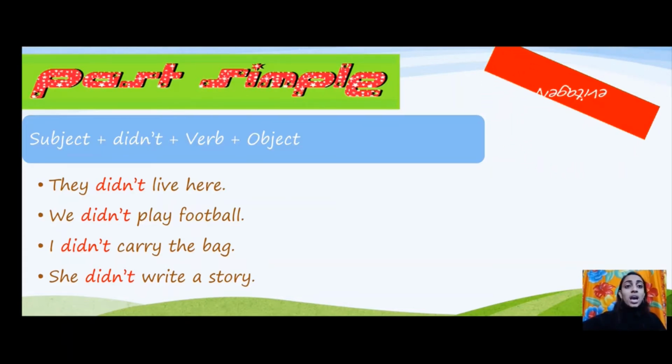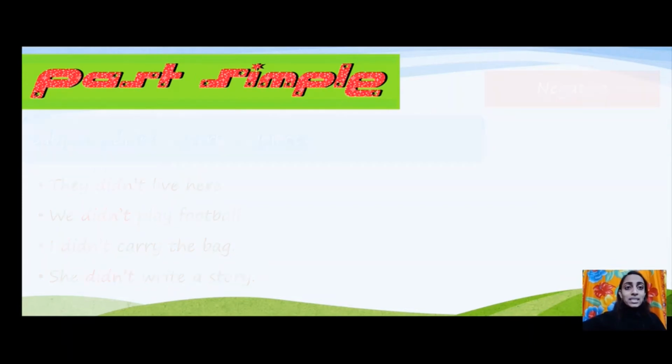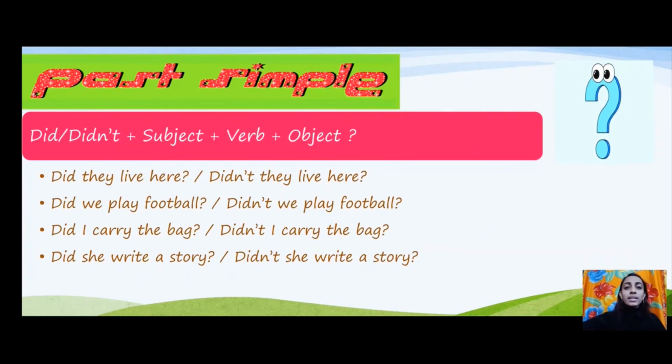Now let us learn how to frame interrogative sentences in simple past. Let us see the structure first. Did or didn't plus subject plus verb in the first form plus object, and then at last comes the question mark. And as we all know, while framing the questions, the auxiliary verb comes at the beginning, and then comes the subject, and then comes the verb in the first form, and then we are supposed to write the object, ending with a question mark.